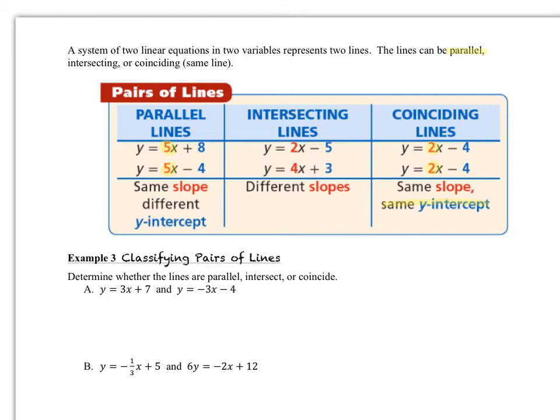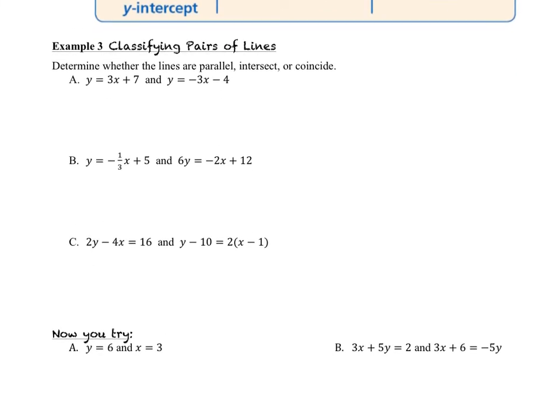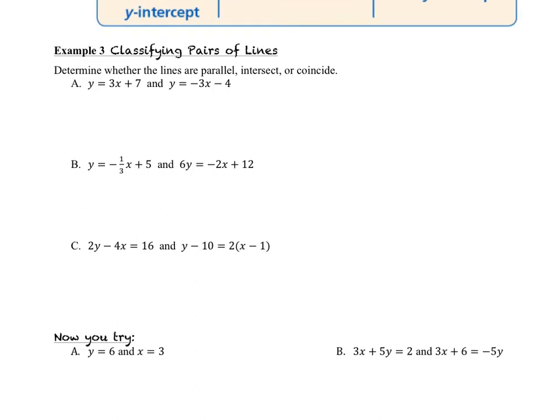And when we have intersecting lines, they're going to have different slopes. They can have the same y-intercept, and that may be their point of intersection, but they will definitely have different slopes. So let's take a look at example 3, classifying pairs of lines. We're going to use the information we just learned about. The instructions say determine whether the lines are parallel, intersect, or coincide. So we need to check out the slopes from both of these.